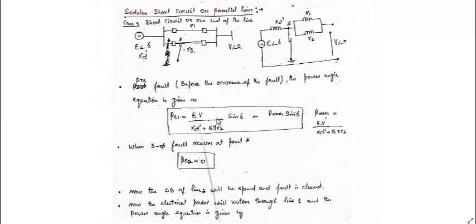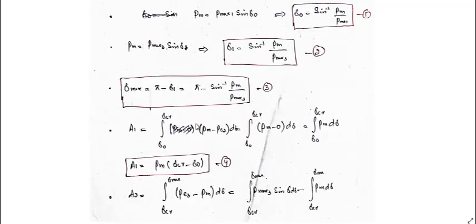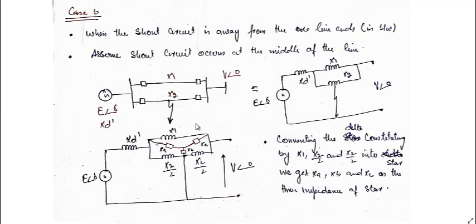When the fault has not occurred, PE1 will be the same as that of this one. PE1 remains the same. When the fault occurs, we need to calculate PE2 during the fault. For that, we need to do some conversions. Converting the delta constituted by X1, X2 by 2, and X2 by 2 into star, we get XA, XB, and XC as the three impedances of the star. These are the three impedances of the delta. You can see they form the delta. This is X1, one side of this delta, and X2 by 2, one side of this is X2 by 2.